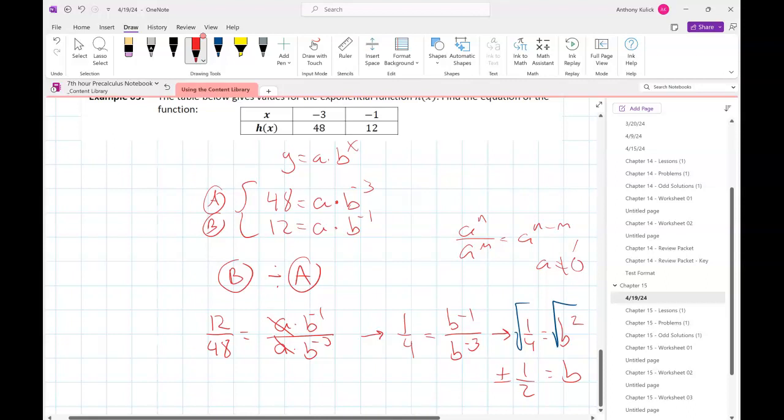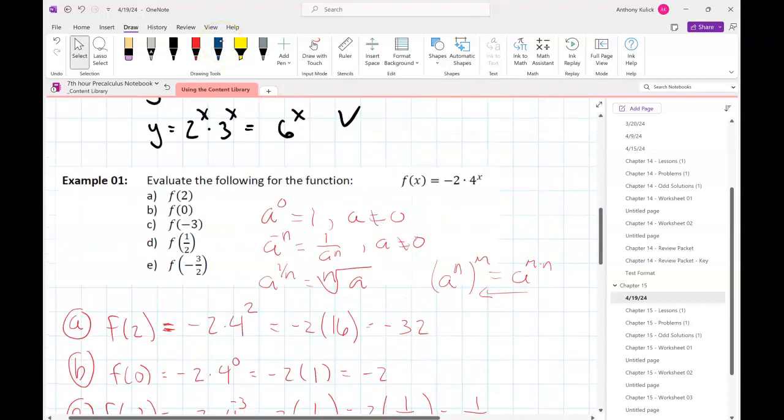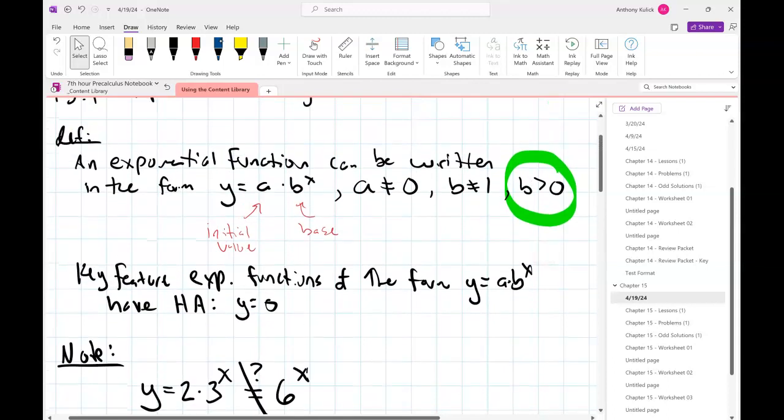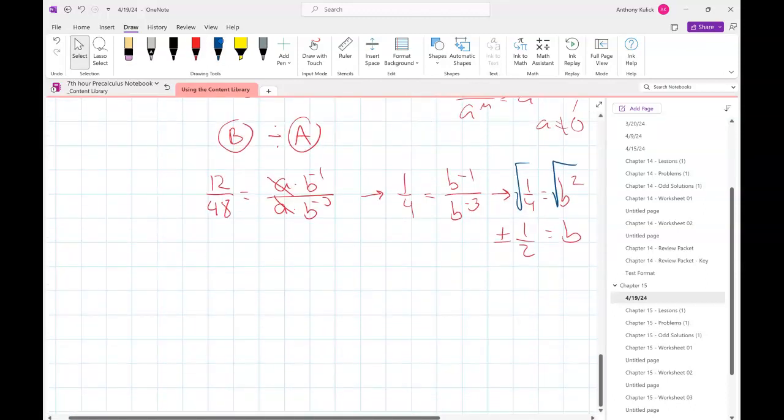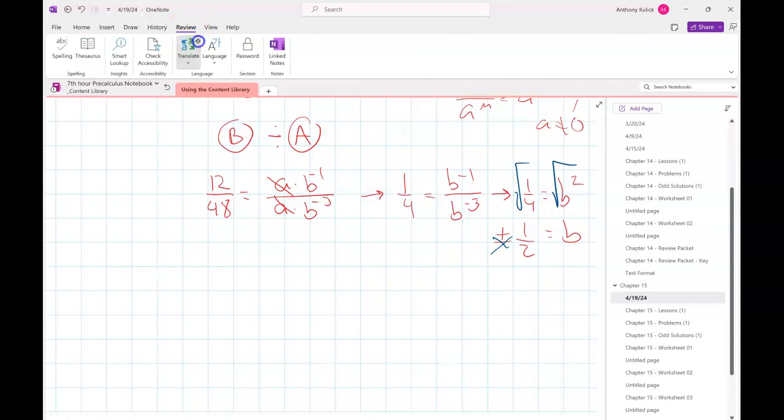Nope. Remember, what are the restrictions for b? Has to be positive. So guess what I get to do? Discard that negative. So just b is 1/2.